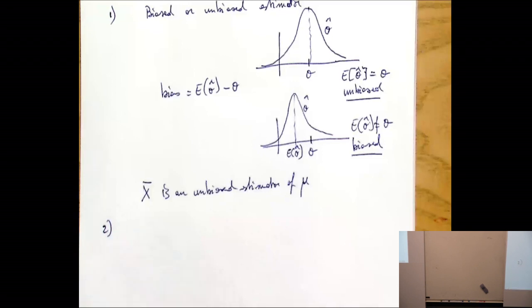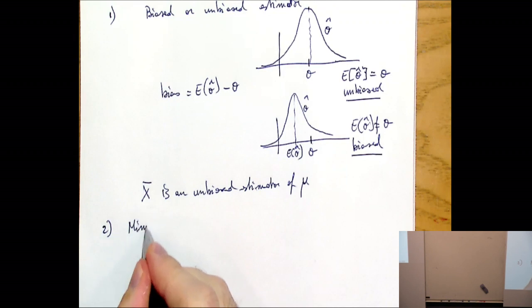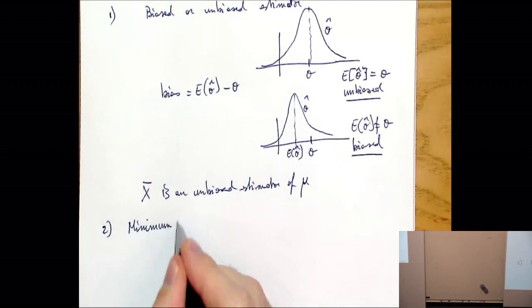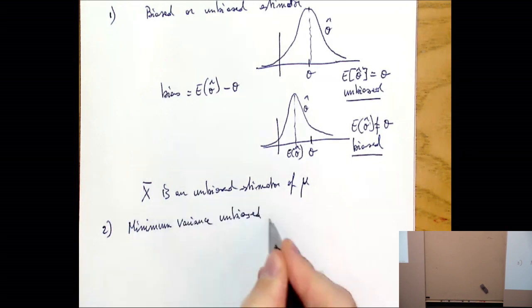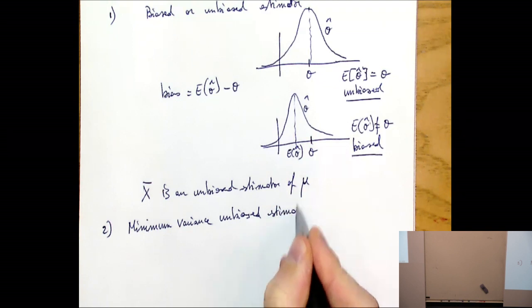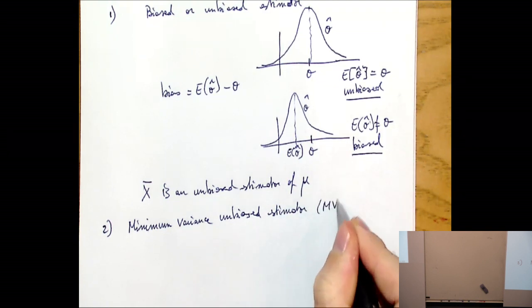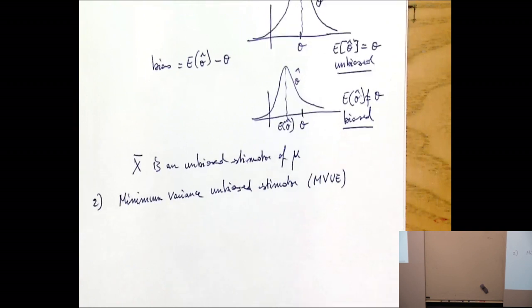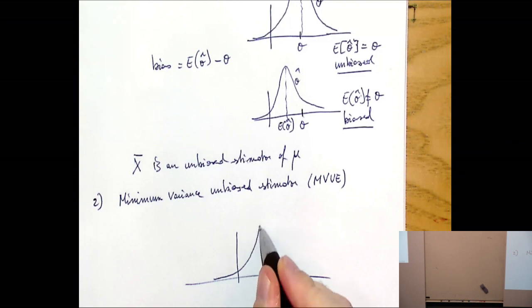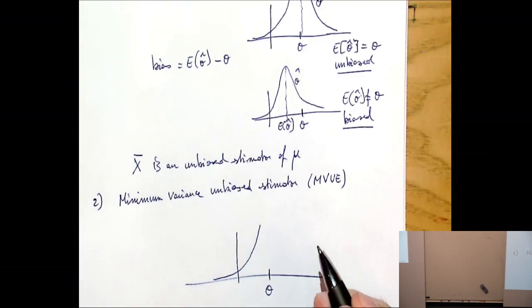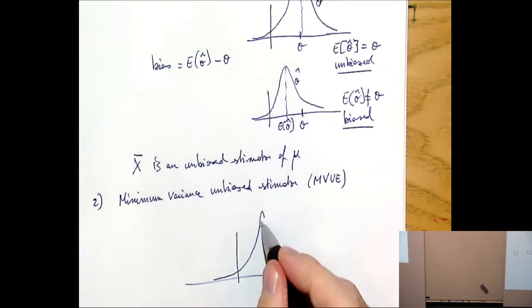The second property of estimators is whether they have minimum variance. So you can define the notion of minimum variance unbiased estimator, MVUE. What does that mean? That means that if you have a parameter theta, you build, let's say, two estimators. So I have a first estimator, let's say, like this.